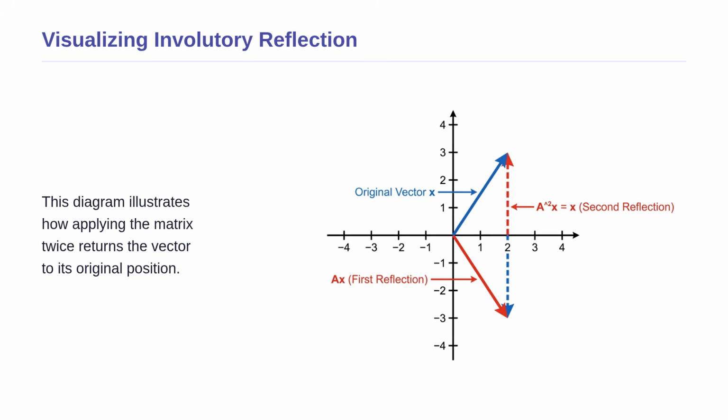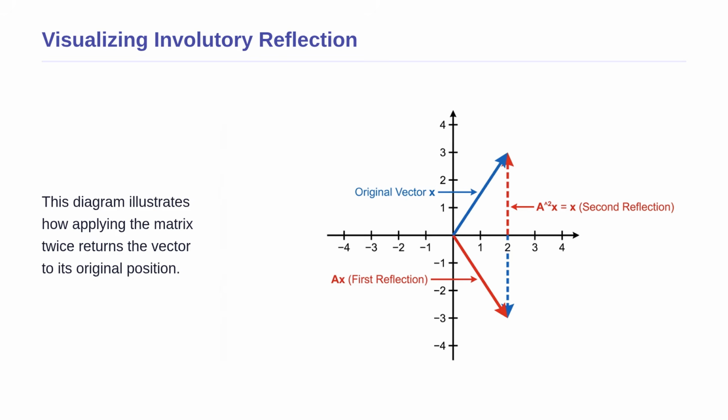Let us look at a visual representation of the example we just solved. Here we have a standard two-dimensional graph. Notice the original blue vector pointing upwards in the first quadrant. When our matrix A is applied to this blue vector, it flips it across the horizontal x-axis, creating the red vector pointing downwards. This is the first reflection.